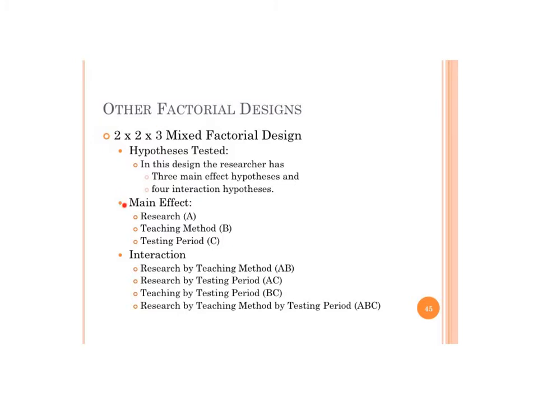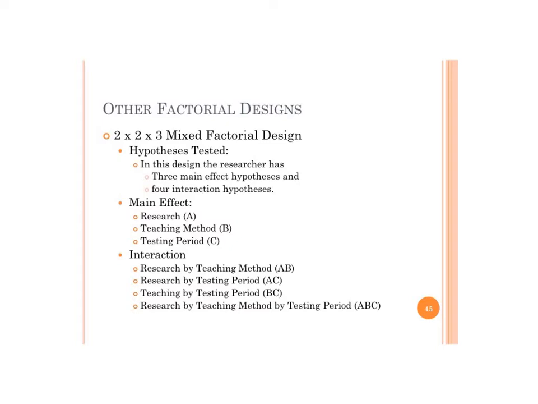So we're still going to have the 3 main effects, now because we've added a third independent variable, teaching method, which is an independent groups variable. Now we have 4 interactions to test. We have an A-B interaction, research by teaching method, an A-C interaction, research by testing period, a B-C interaction, teaching method by testing period, and an A-B-C interaction, which is research by teaching method by testing period.